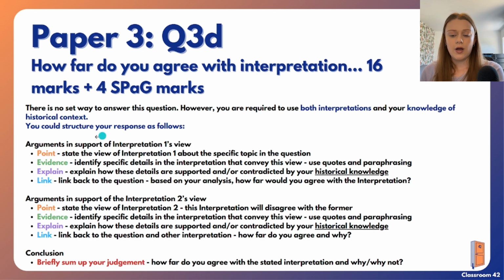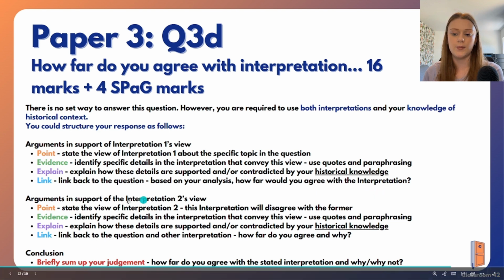So our first paragraph might be arguments in support of interpretation 1. We're going to give our point, so stating the view of interpretation 1 about the specific topic in the question. Then we're going to give our evidence, identifying specific details in the interpretation that convey this view, using quotes, paraphrasing, that kind of thing. Then we're going to explain how these details are supported and/or contradicted by your historical knowledge. So there we're bringing in all of our historical knowledge. Then we link back to the question: based on your analysis, how far would you agree with the interpretation? And then you just do the exact same for interpretation 2.